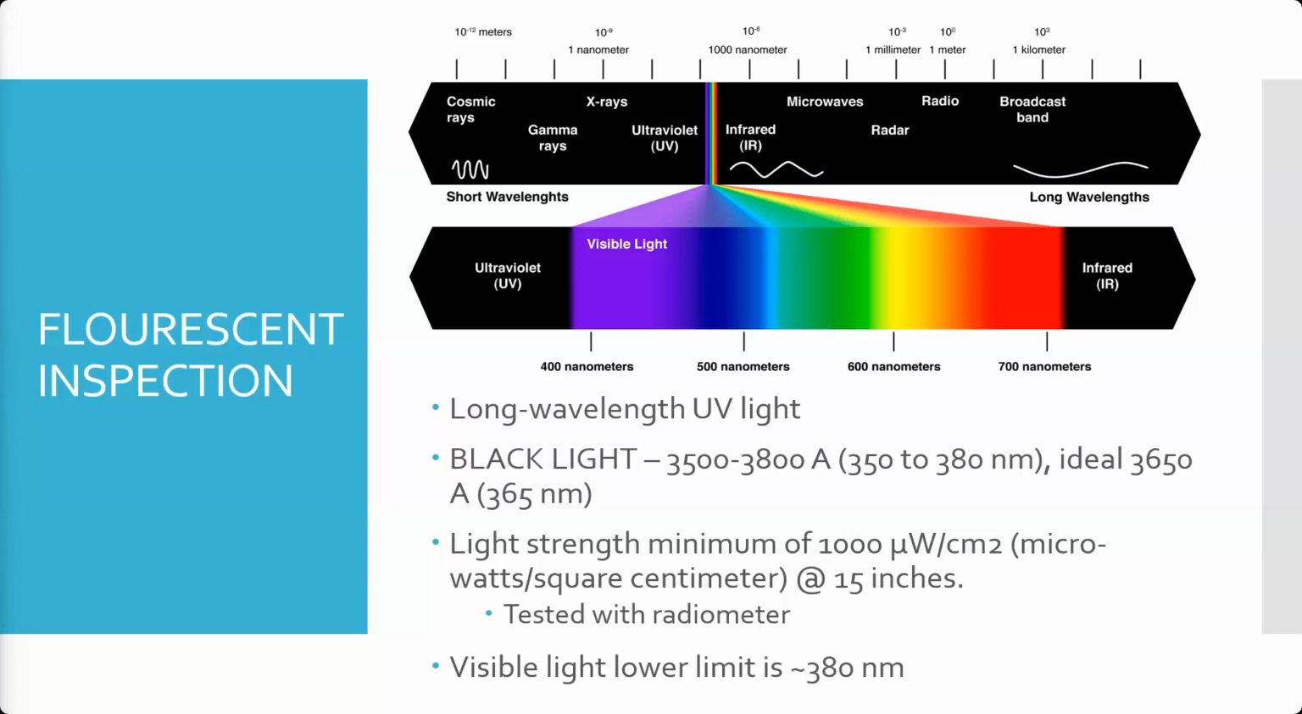So when we talk about black light, black light is long wavelength UV light. So here's our visible spectrum. We get into the purples, and then we get into ultraviolet. There's this band right here where our light transitions from visible to ultraviolet. That's the black light range. That's what we're looking at right there.